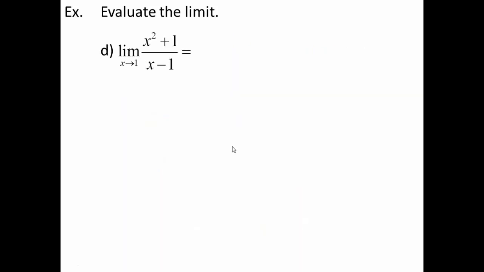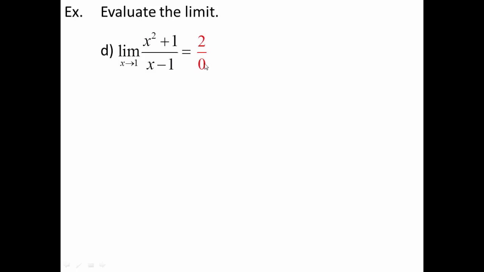Next one on our list, limit as x approaches 1 of x squared plus 1 over x minus 1. Pause here, play when you're ready. As always, I'll start with direct substitution, plug 1 into the top and the bottom. Now on the bottom, 1 minus 1 is going to be 0, but on the top, 1 plus 1 is going to be 2. This time, I don't get 0 over 0, I get 2 over 0.